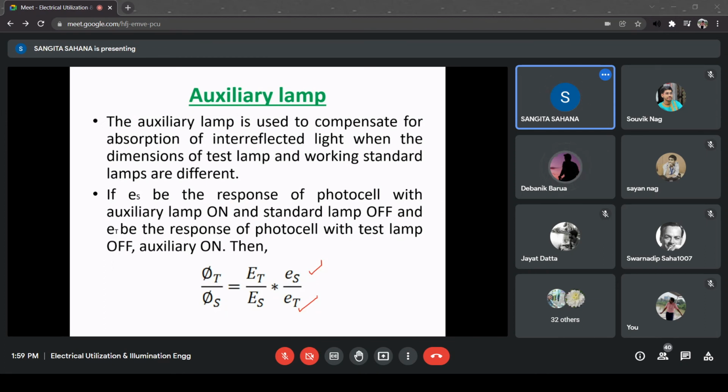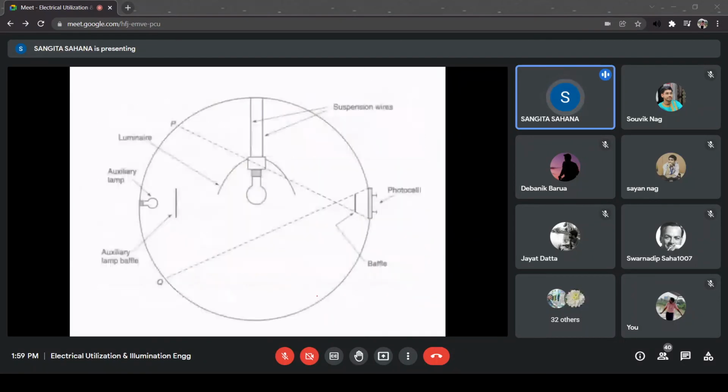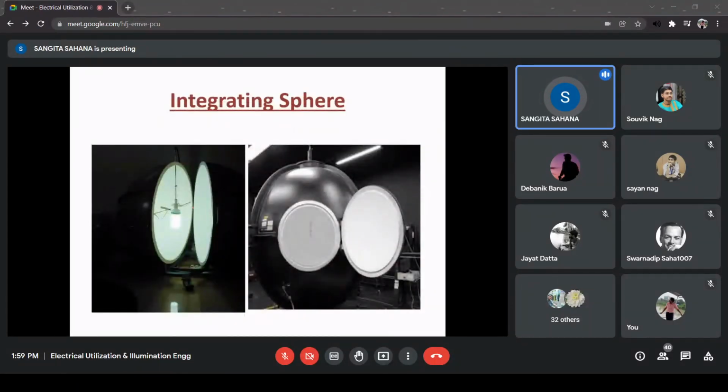Yes ma'am. Okay, so if you purchase one 18 watt CFL from any market, you want to find the total light output of that CFL bulb. So what you have to do, you place the CFL bulb here, you take the reading, then you put one standard lamp inside the sphere, you take the reading. If the two dimensions match, then no need to switch on the auxiliary lamp at all. Or if I don't have the same standard lamp, if I have to take some other standard lamp, then you have to do that extra part using the auxiliary lamp, right? Just do the correction. Okay.